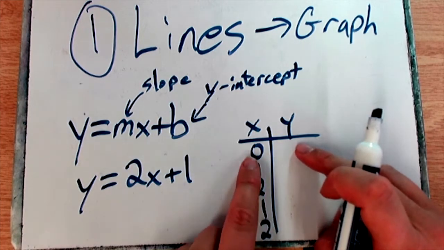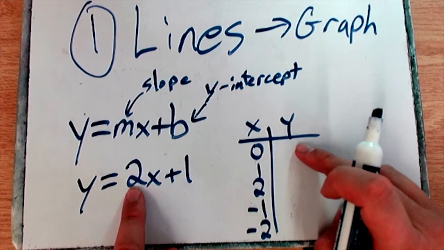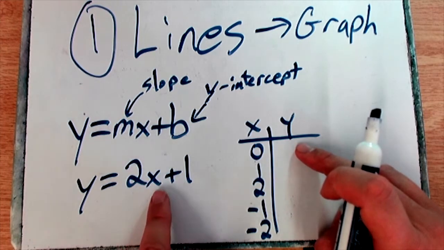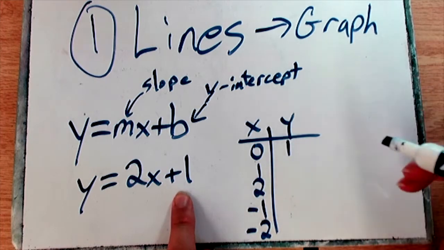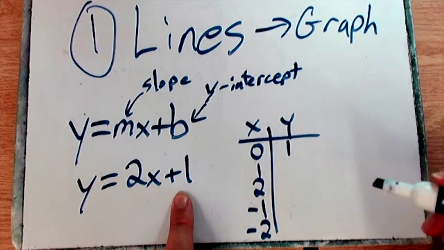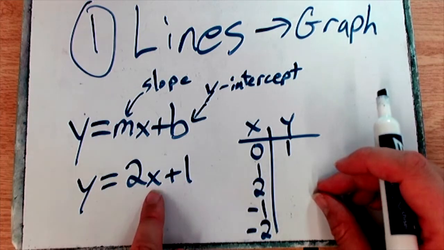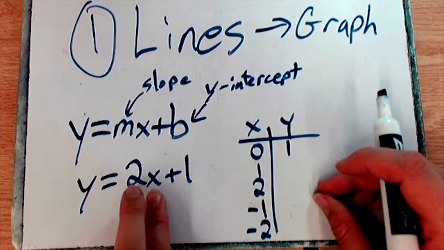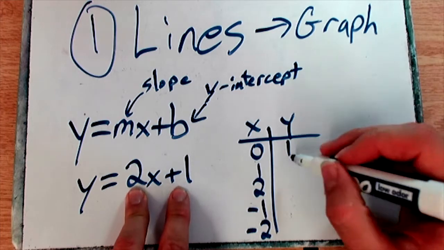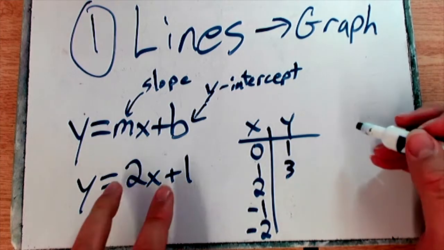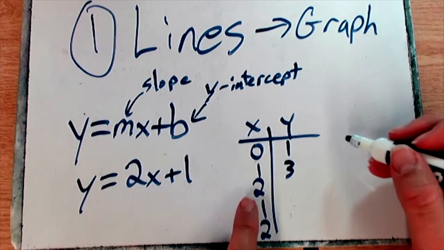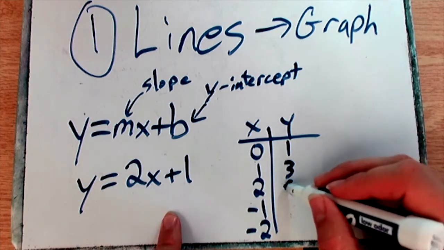So let's start with 0. 0 times 2 is 0. Plus 1 is 1. So when x is 0, y is 1. Then we start with 1. So when x is 1, 1 times 2 is 2, plus 1 is 3. So you can see how we're going to do that for each one of these here. 2 times 2 is 4, plus 1 is 5.